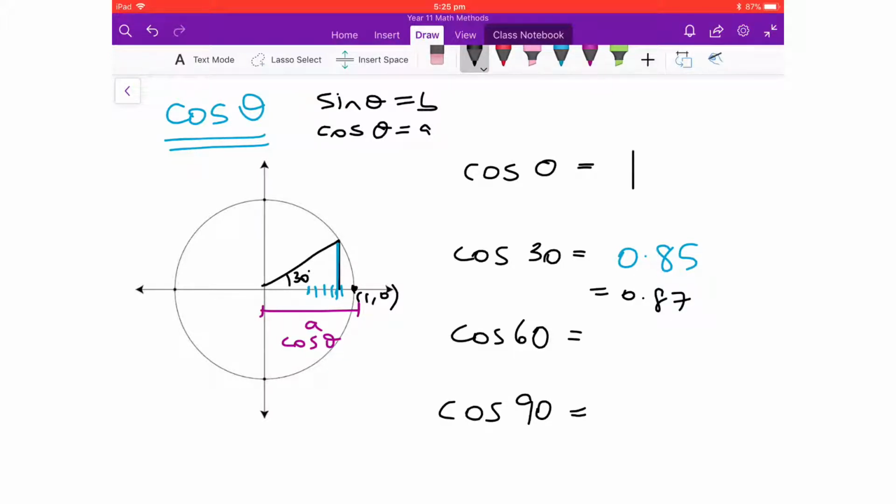Cosine 60. I'm going to create a new triangle now, so I'm going to get rid of all this stuff. I'm going to create cosine 60. 60 is just a bit above 45, so maybe like that. Oops, I can't seem to align my stylus properly. Let's try that again. Let's say that's 60 there.